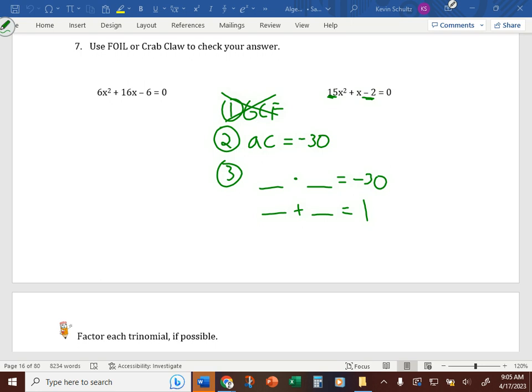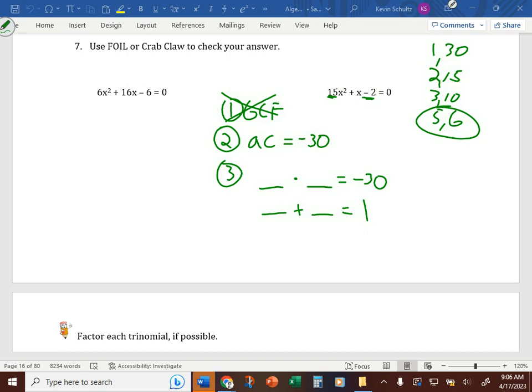Okay? So, just like before, we're going to start by looking at factors of 30. 3 and 10, 5 and 6. Which of those gets us to 1? 5 and 6. How do we get to 1 from 5 and 6? Andrea?